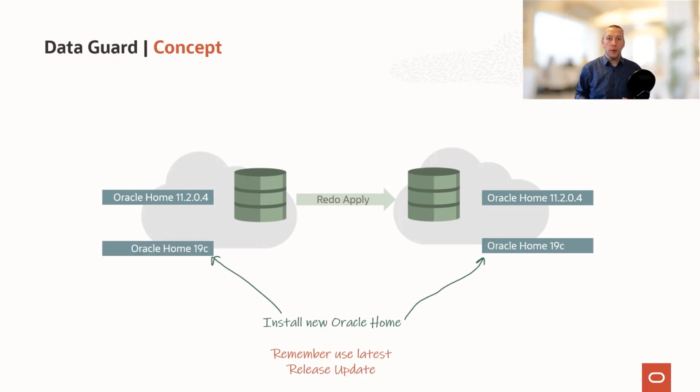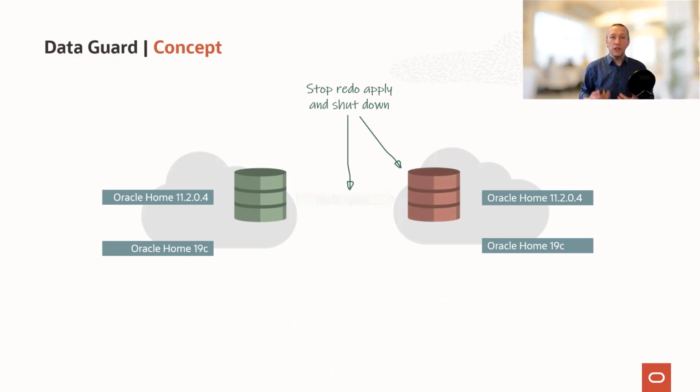When we start our upgrade project, we first have to install new Oracle homes on both the primary and the standby host. And remember, you should always apply the most recent release update before you start the database upgrade. When we've done that, we can stop redo transfer to the standby database, cancel redo apply, and shut down the standby database. This ensures that we have the standby database ready in case we need to fall back without having made any changes.